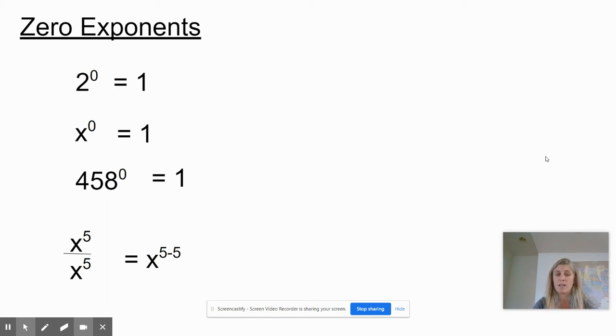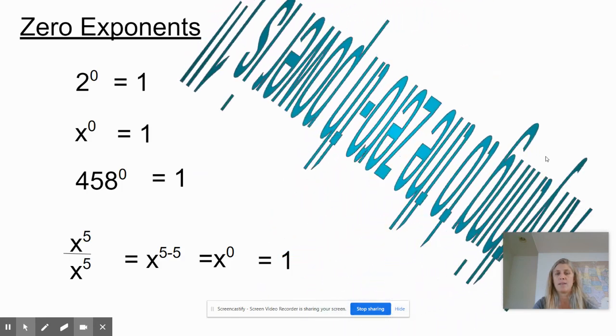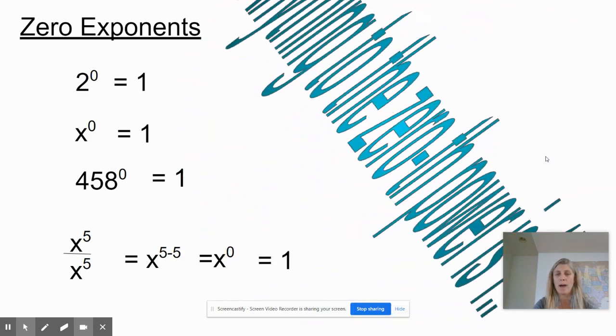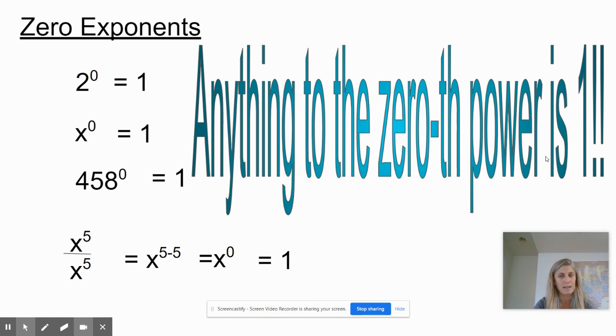5 minus 5 is 0. So we get x to the 0th power, which is 1. So anything to the 0th power is 1. Not 0, that's the most common mistake. Anything to the 0th power is 1.